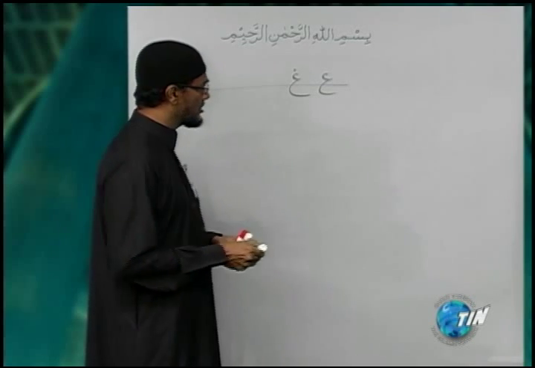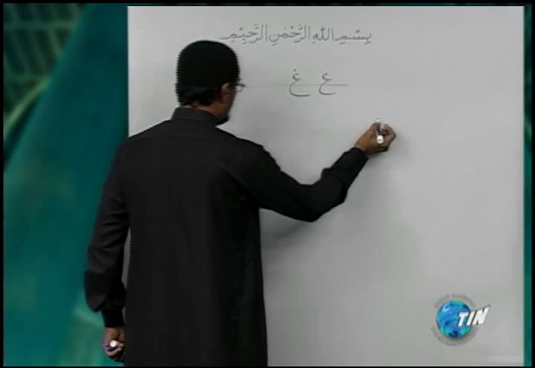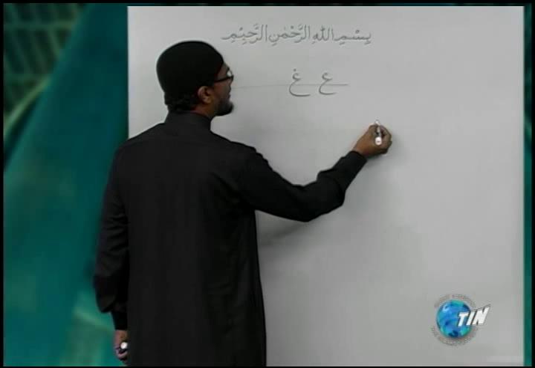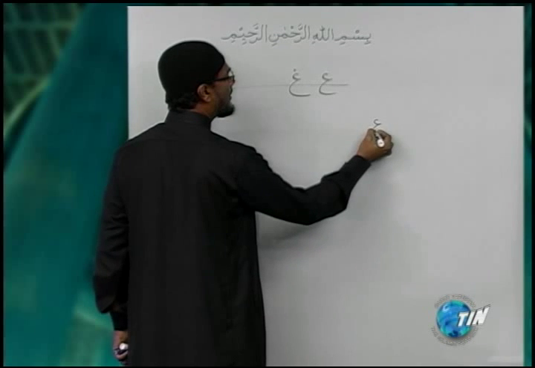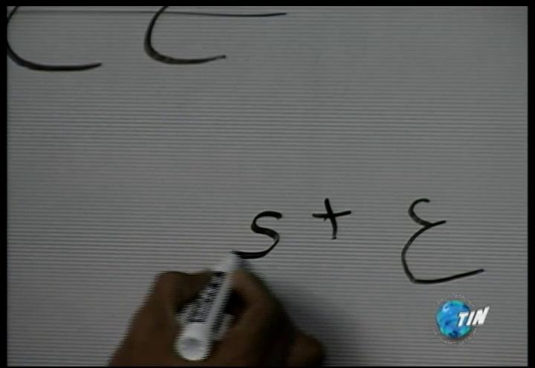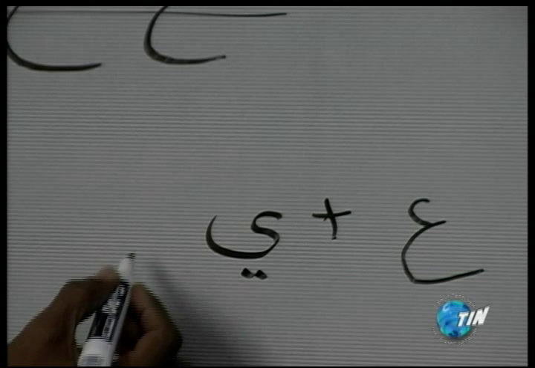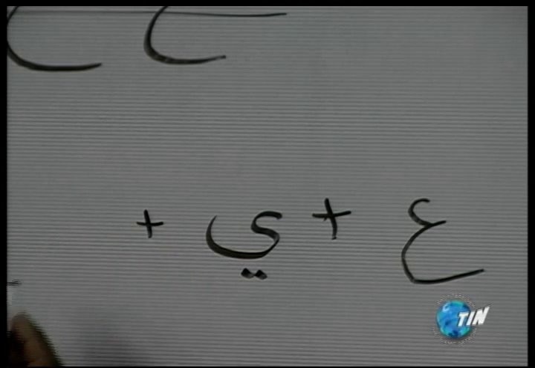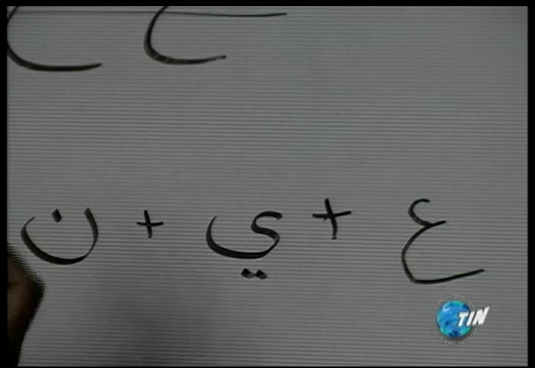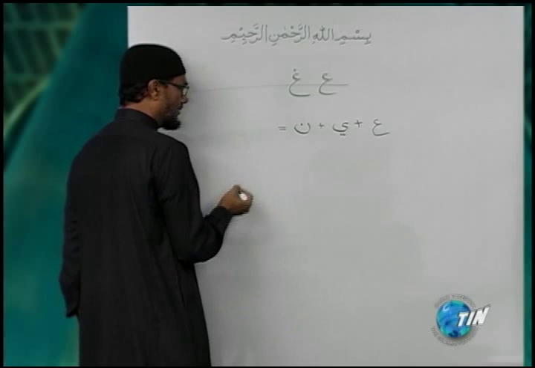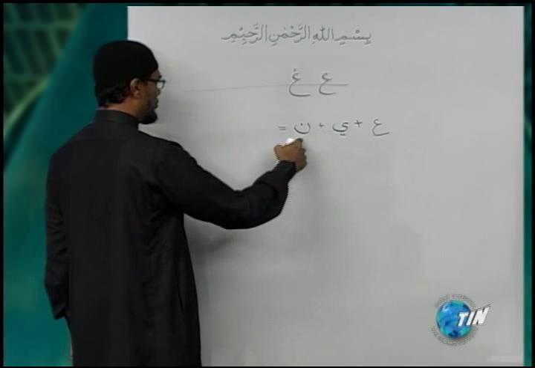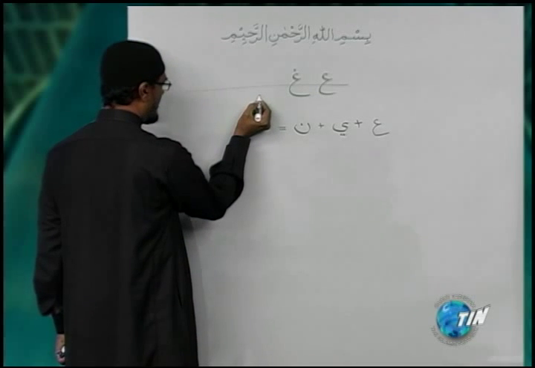Let's look at some examples. For example, if you are learning how to join the letters, let's say you have Ain plus, let's say, Ya, because you have already learned how to write the letter Ya, even though it is the last letter of the alphabet. And let's say you have the letter Nun. How do we join these letters? Now, Ain, Ya and Nun, remember these, look here carefully.